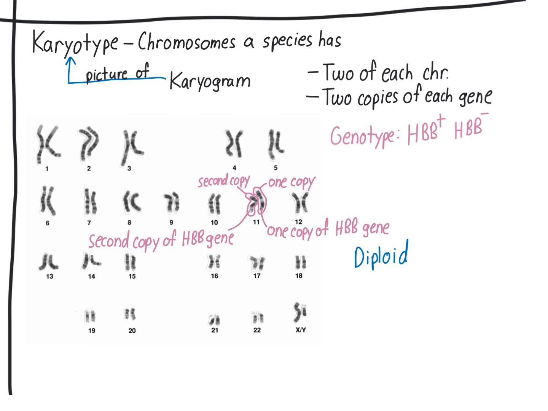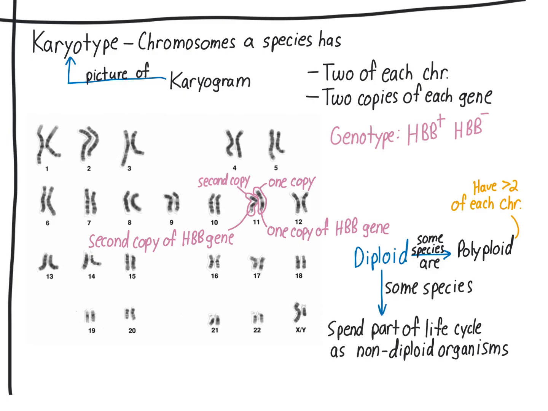However, not all eukaryotes are diploid. As we'll see later, some are polyploid, or have more than 2 copies of each chromosome. Additionally, many eukaryotes spend some part of their life cycle as non-diploid organisms, as we'll see on the next page.